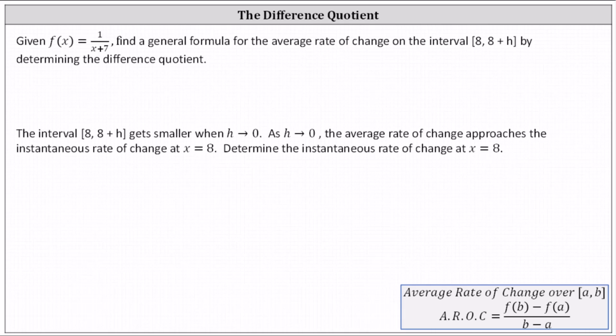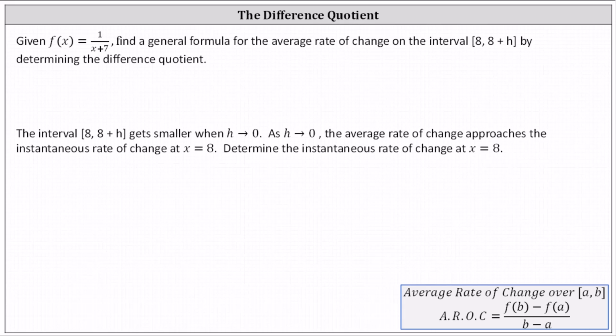Given f of x equals 1 divided by the quantity x plus 7, find a general formula for the average rate of change on the closed interval from 8 to 8 plus h by determining the difference quotient. The average rate of change is simply the slope of the secant line passing through 2 points on a function, in this case when x equals 8 and x equals 8 plus h.